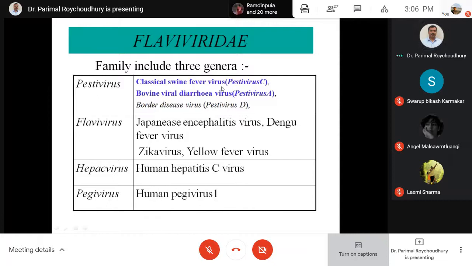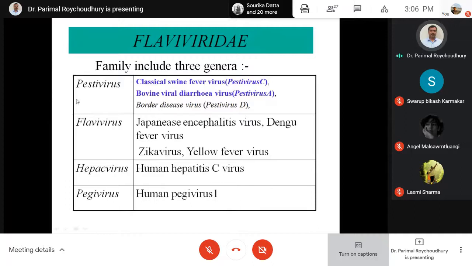Don't get it confused, it is almost similar to African swine fever. African swine fever is a DNA virus infection. We are going to discuss a little of it, but not now. So classical swine fever is a systemic viral infection of pigs, and this is considered to be another killer disease in pigs, classical swine fever under the genus Pestivirus.